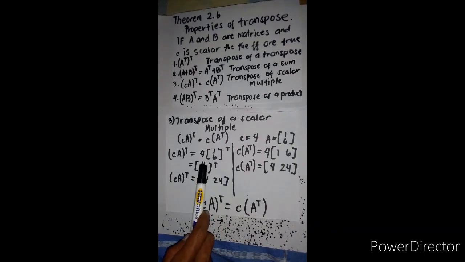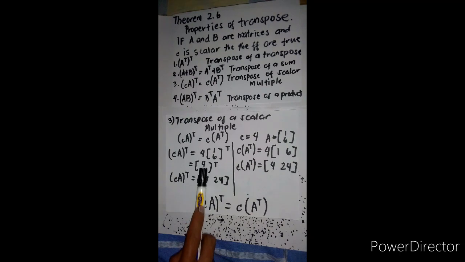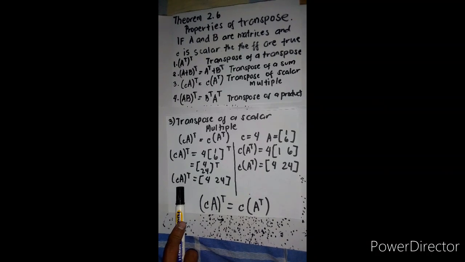4 multiplied by 1 is equal to 4. 4 multiplied by 6 is equal to 24. And then transpose. Write column into a row: 4 and 24. The value of scalar C multiplied by matrix A transpose is 4 and 24.